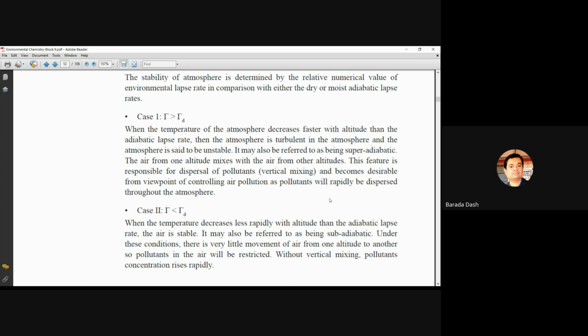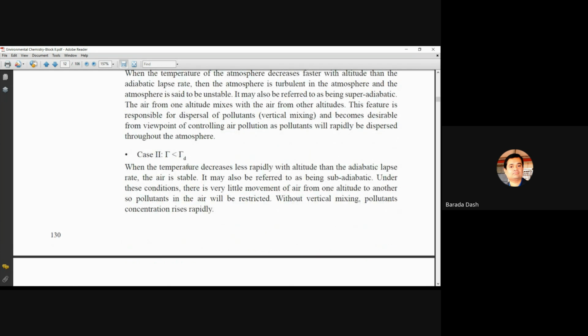So second case, gamma less than gamma d. That means when the temperature decreases less rapidly with altitude than the adiabatic lapse rate, the air is stable. It may also be referred to as being subadiabatic. Under these conditions, there is very little movement of air from one altitude to another, so pollutants in the air will be restricted. So when gamma is less than the dry adiabatic lapse rate, in this case there will be pollution.